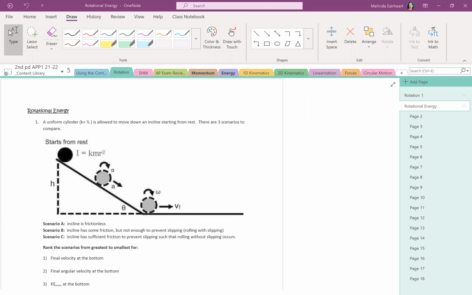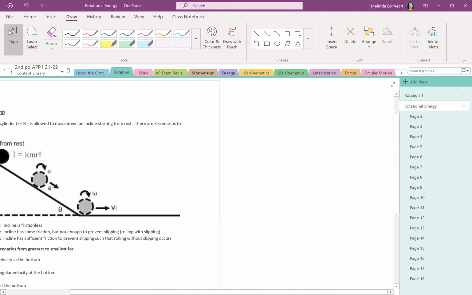All right, so before we work this problem, which has a few different scenarios to rank, okay? Day one with the original rotation, we wrote out old equations and compared the new. Let's do that now. And so we're getting into energy. And so remember there was that work energy theorem. Work was a force times displacement.